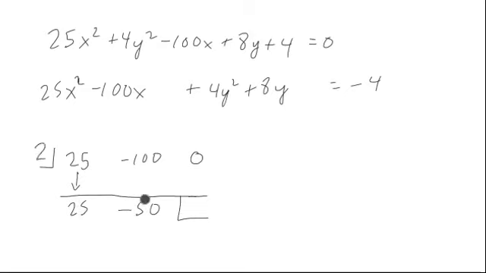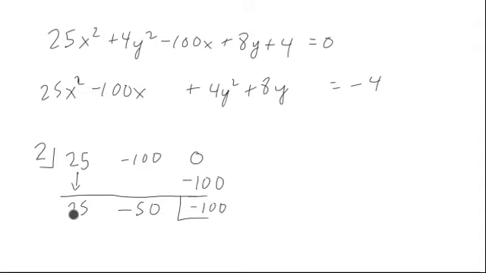Do it again. -50 divided by 25 is -2. Change the sign to +2. Now we're almost done. Take this 2, multiply by -50, and you have -100. Add down, we have -100.